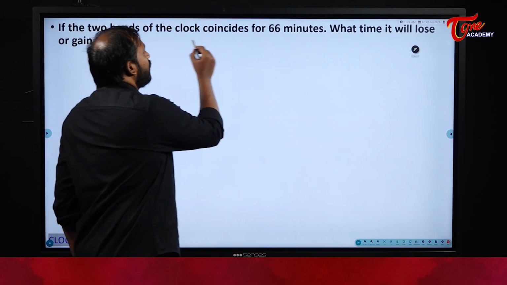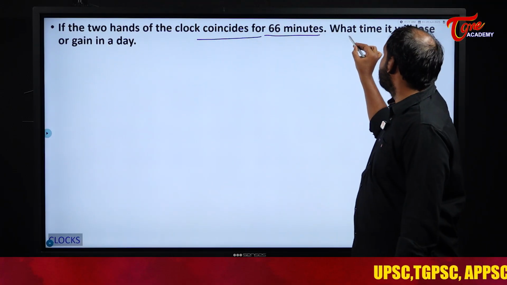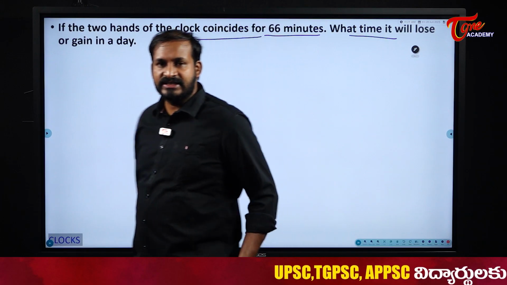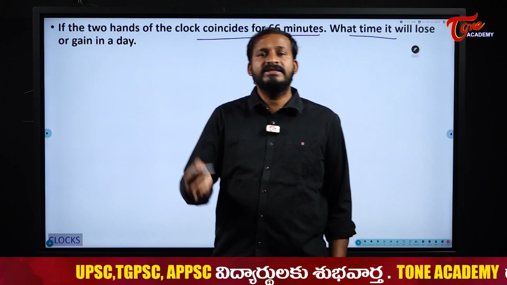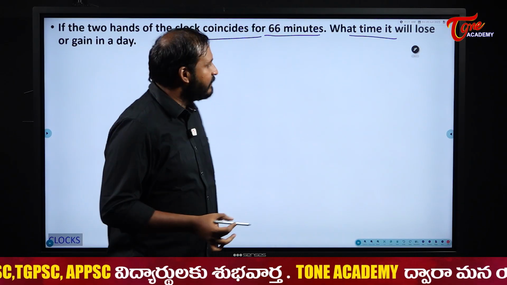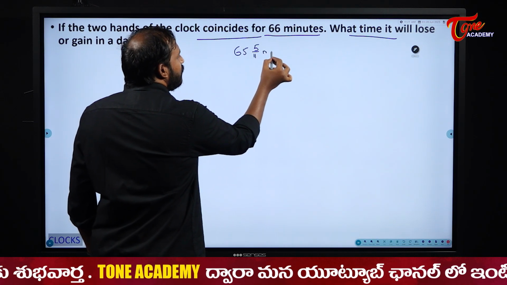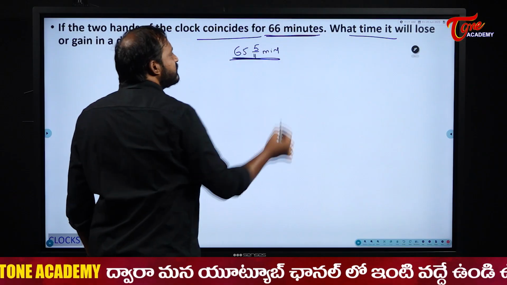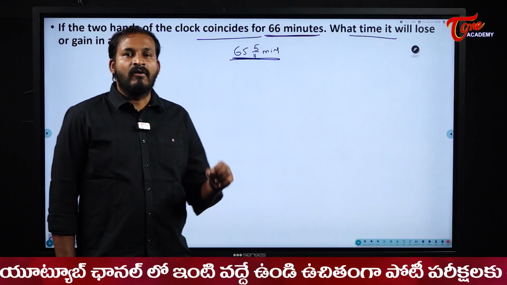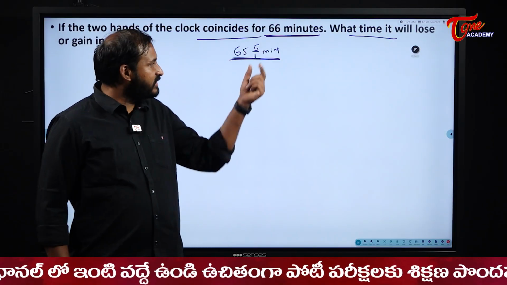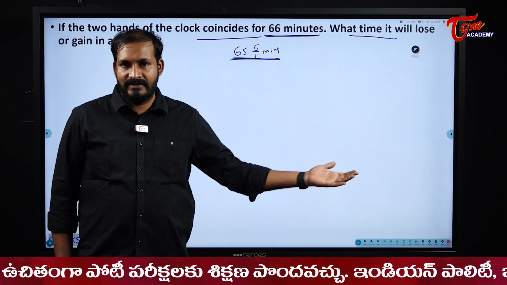If the two hands of the clock coincide for 66 minutes, what time will it lose or gain in a day? See here students, 66 minutes, whether it is greater than 65 5/11 or less than 65 5/11, definitely it is greater than 65 5/11. So, the actual time for us is 65 5/11 minutes. But here the two hands are coinciding for 66 minutes. Tell me whether we will gain the time or lose the time here. Obviously, we will gain the time. Why? Because the time given for us is greater than 65 5/11 minutes.